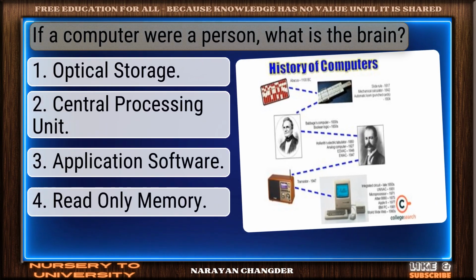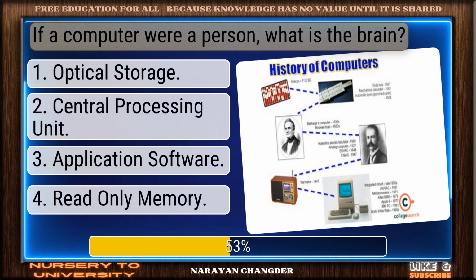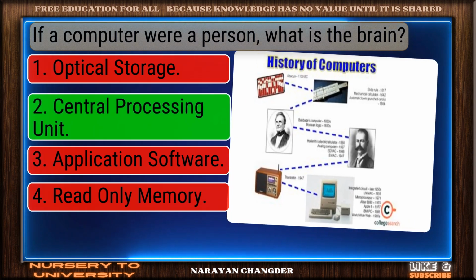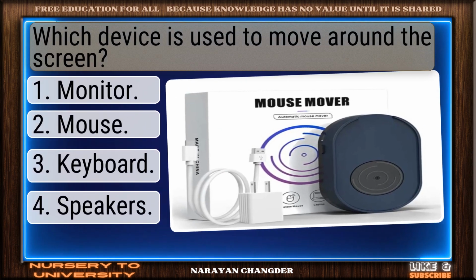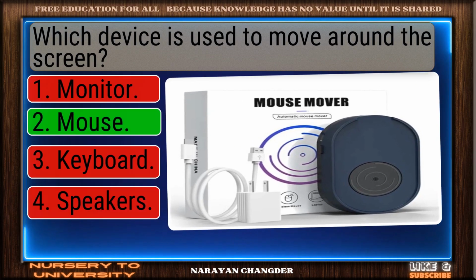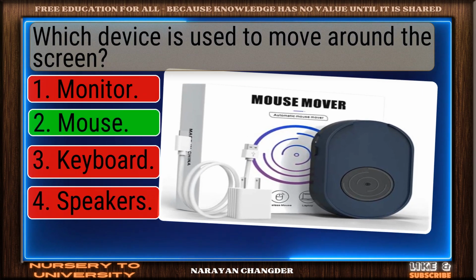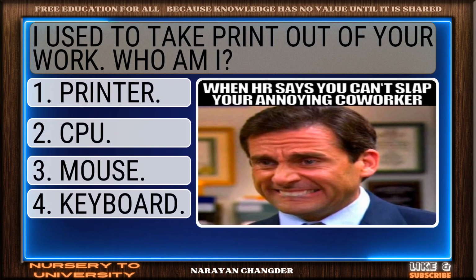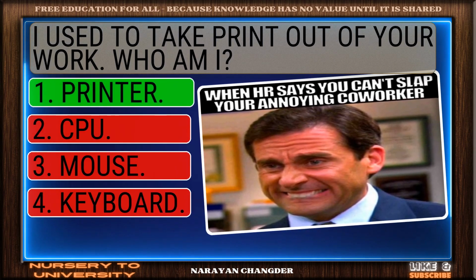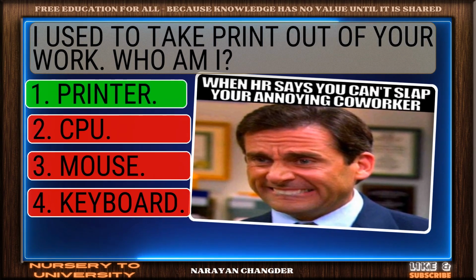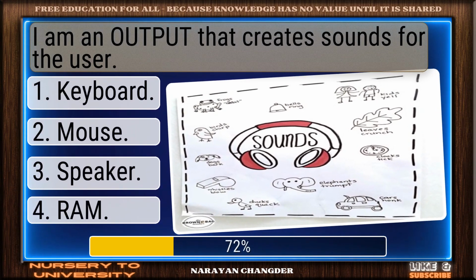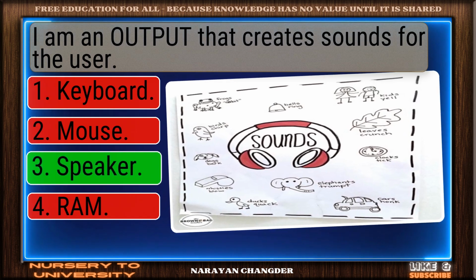If a computer were a person, what is the brain? Great job. Central processing unit is the accurate answer. Which device is used to move around the screen? Good thinking. Mouse is the right answer. I am used to take a printout of your work. Who am I? You chose printer. And it is correct! I am an output that creates sounds for the user. Right again. Speaker is a valid answer.